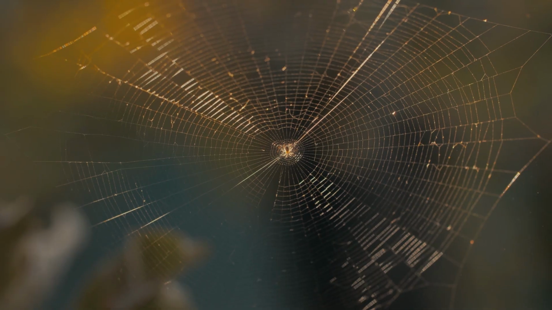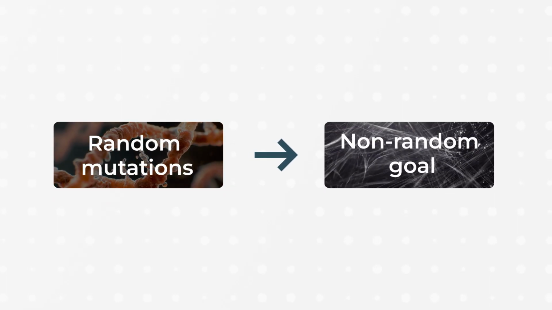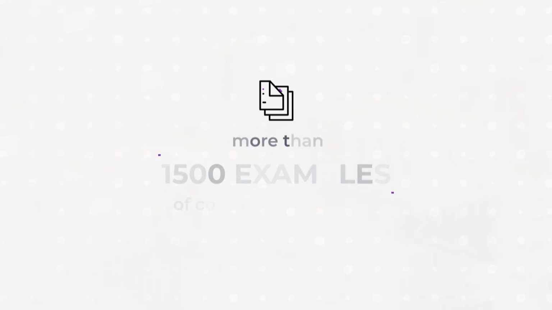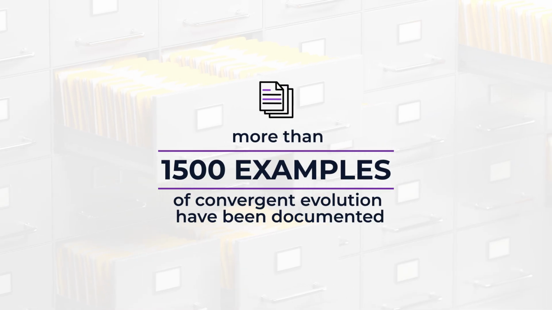It seems that evolution has an overwhelming need for silk. Random mutations led to a non-random goal. And let me emphasize this again. More than 1,500 examples of convergent evolution have been documented. Convergent evolution is the rule, not the exception.